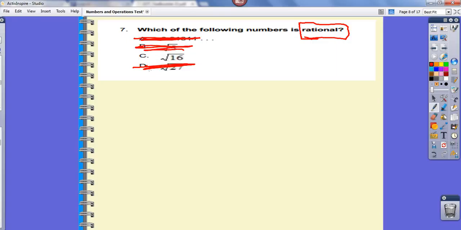So if I can eliminate those just by prior knowledge that, hey, if it's not a perfect square, it's going to be irrational. Then I'll take the square root of 16. Well, the square root of 16 is 4. So that is a rational number. If that's a perfect square. So in this case, the only answer that it could be would be C. And that's number 7 of number and operations test.